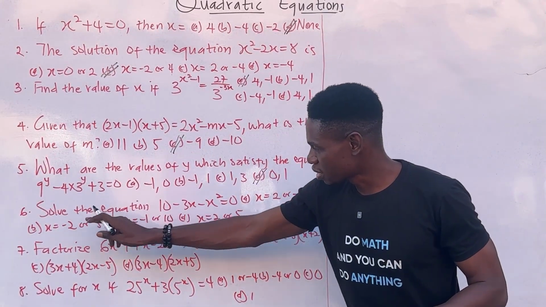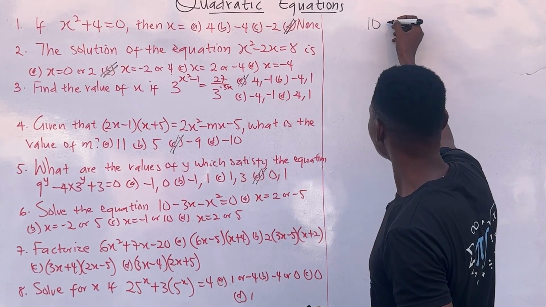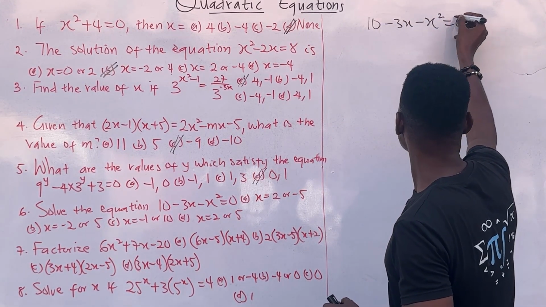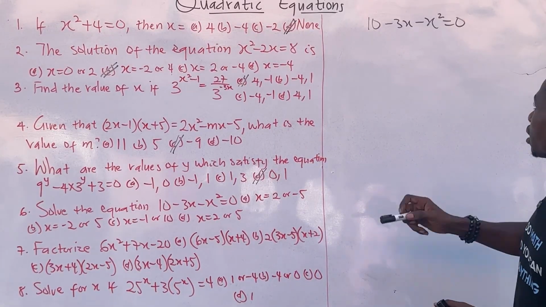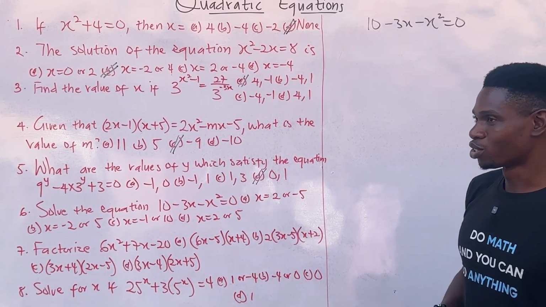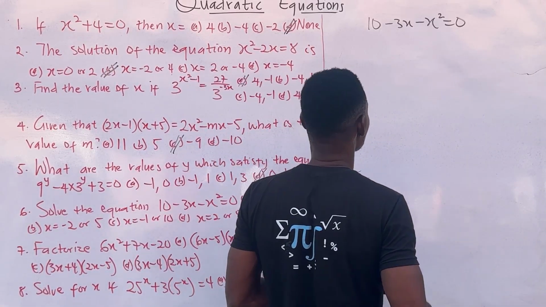Now for number 6, it says solve the equation. The equation is 10 minus 3x minus x squared equals 0. It says solve the equation. So we'll just have the options for the roots. And to solve an equation like this is very straightforward.